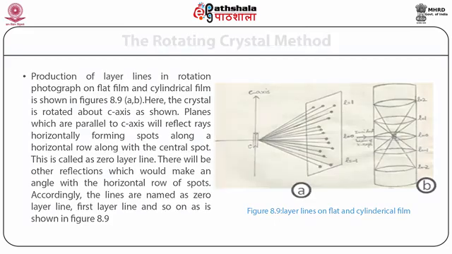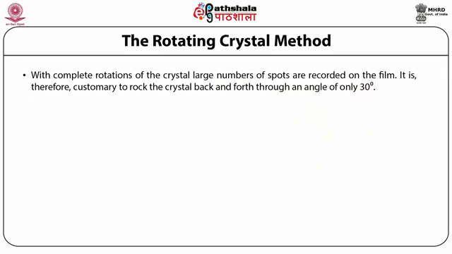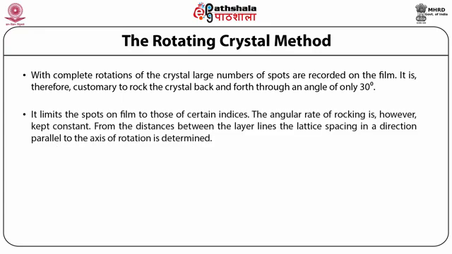With complete rotations of the crystal, a large number of spots are recorded on the film. It is therefore customary to rock the crystal back and forth through an angle of only 30 degrees. It limits the spots on film to those of certain indices. The angular rate of rocking is however kept constant.